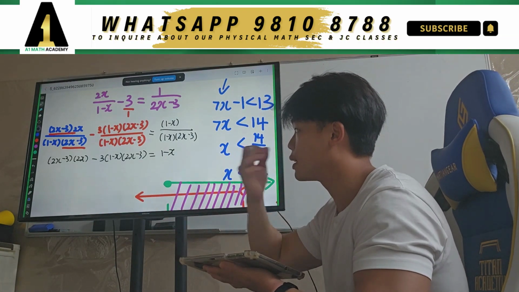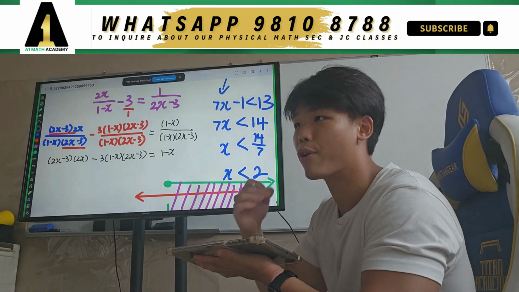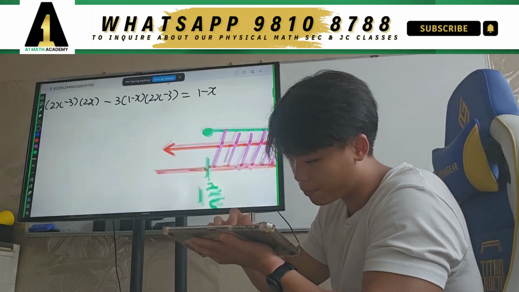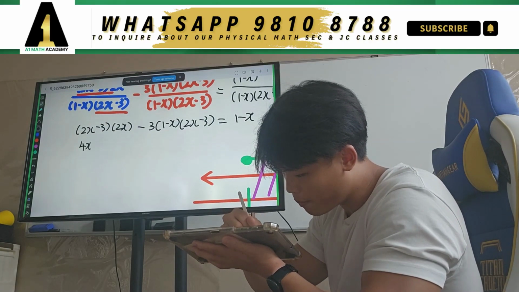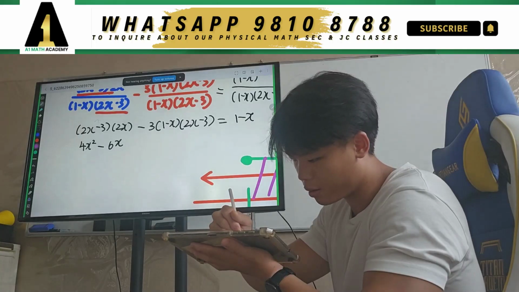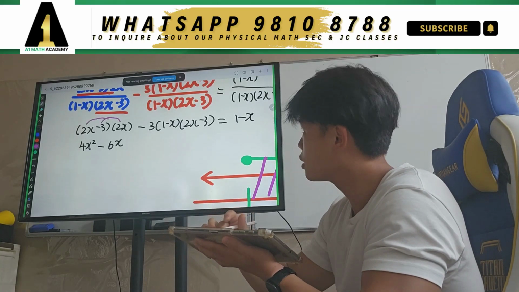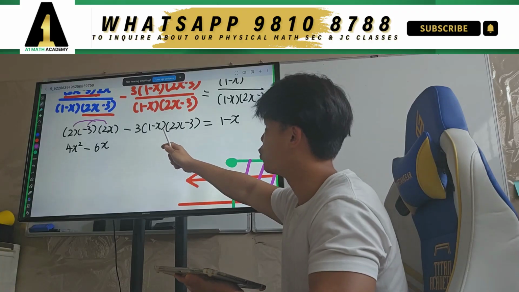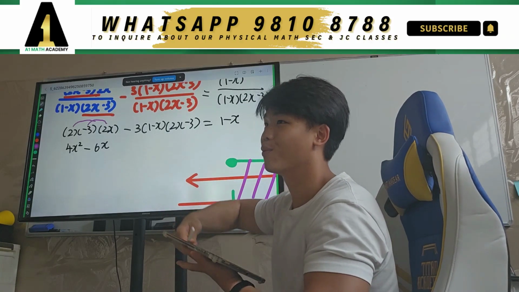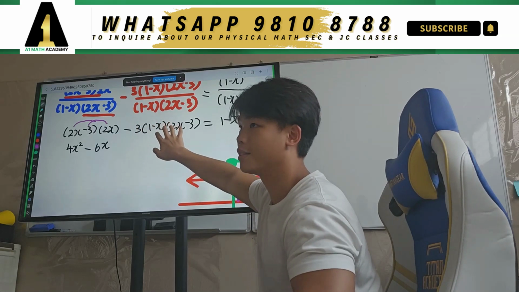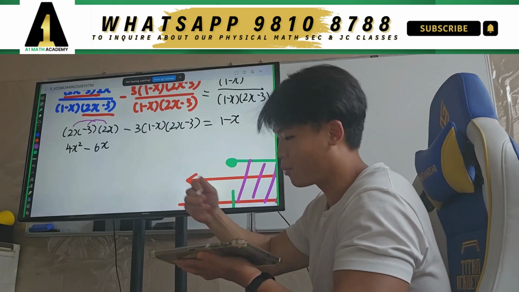Then from here, it's just expand whatever brackets you have, right? So if you expand the first bracket, you should get 4x squared minus 6x. This one and then this one. For the second one, it's a bit more challenging. You got 3. So what order do you prefer to expand? Do the bracket one first? Yeah, okay, also can. But whatever method you prefer.